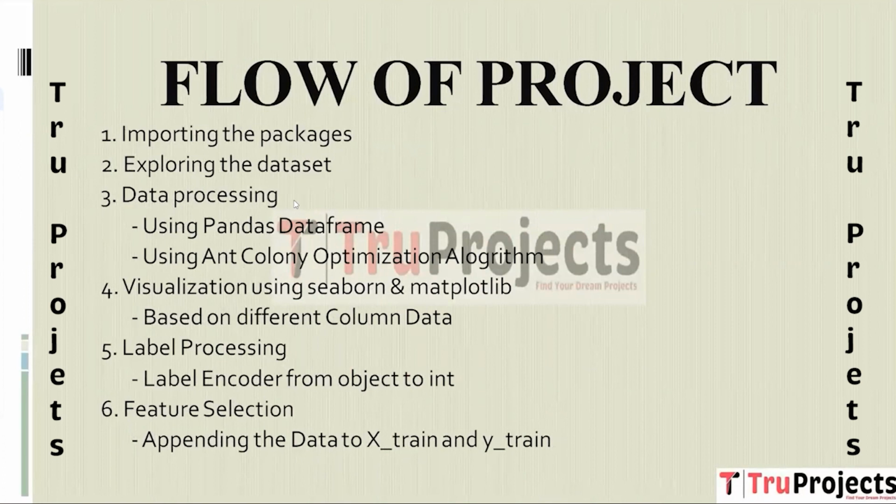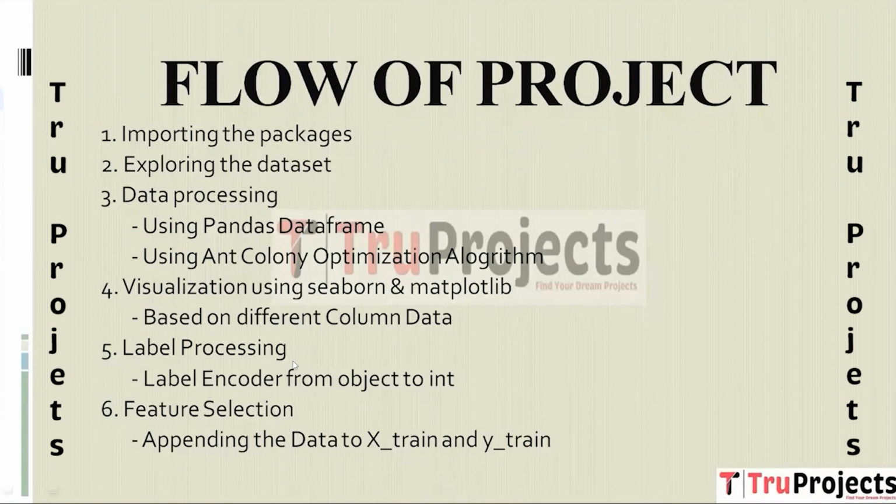Third, here we have data processing. Using Pandas data frame, utilizing Pandas for manipulation and organizing the data, using ant colony optimization algorithm, applying the ant colony optimization algorithm as part of the data processing, possibly for optimizing certain aspects of the data set. The next here we have visualization using cpon and matplotlib. Visualizations are created based on different columns of the dataset using cpon and matplotlib. This step helps in better understanding the distribution and relationships within the data.